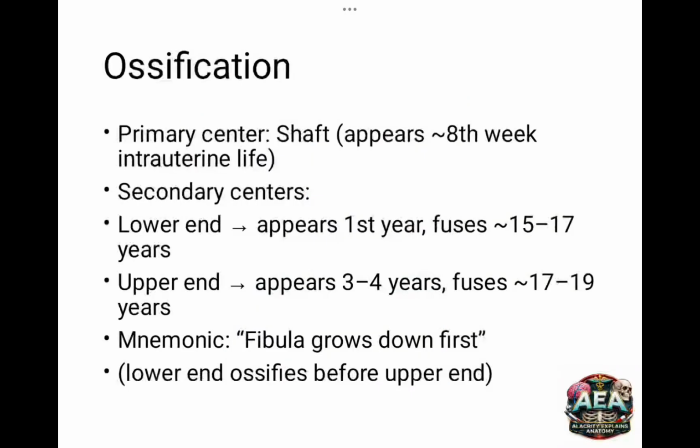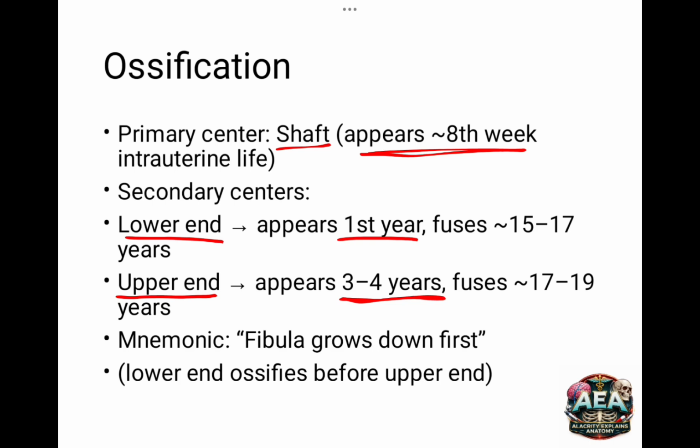Now let's look at ossification. The primary ossification center of the fibula appears around the 8th week of intrauterine life. It's found at the shaft. We have secondary centers located at the lower end. It appears in the first year of life and fuses approximately within age 15 to 17 years. At the upper end, we also have a secondary ossification center, which appears around age 3 to 4 years and fuses within the ages of 17 to 19 years.